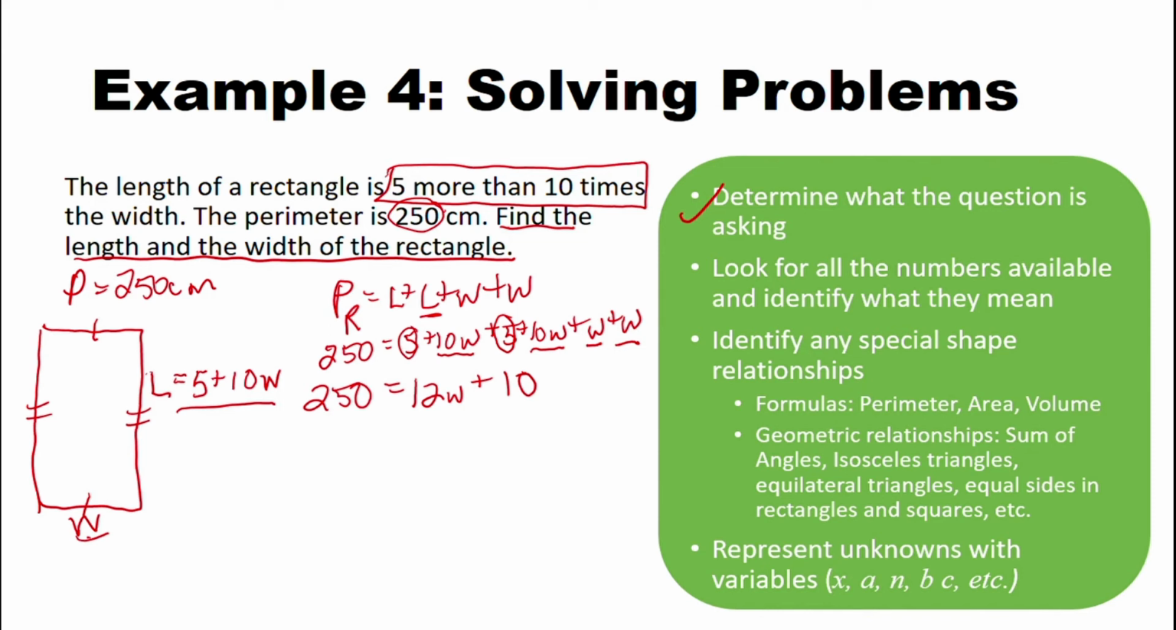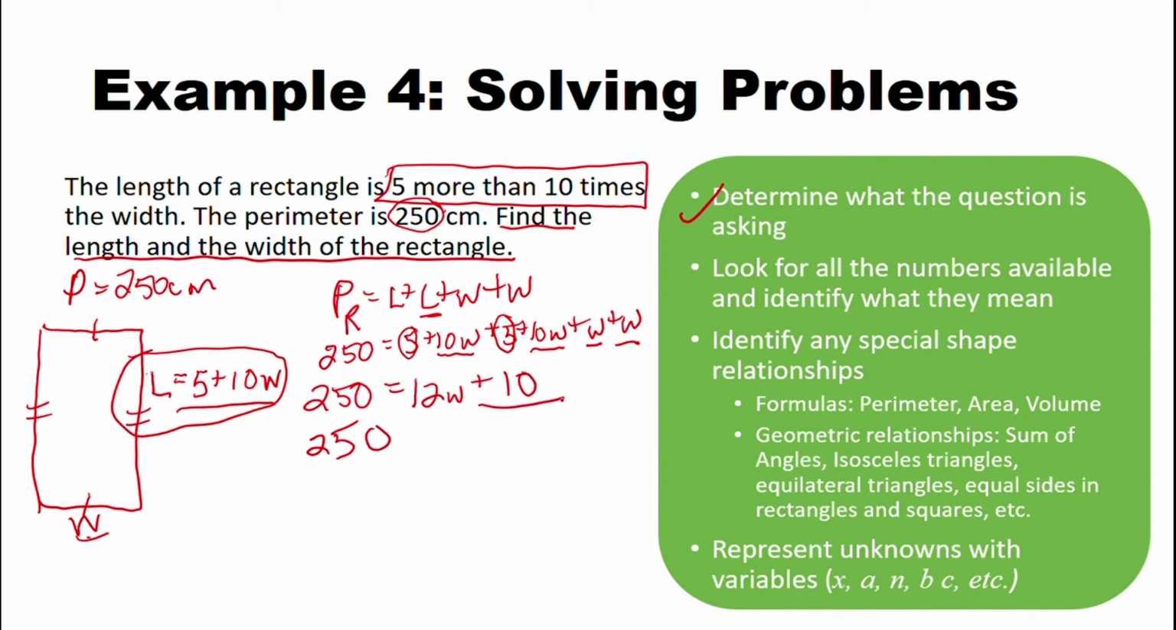The hardest part right now was just coming up with this particular length is 5 more than 10 times the width. And I know that we've been doing that in class with algebra, and many of you did not like that, but that's what it would look like. Okay, so we're going to stick with our 250 for now.